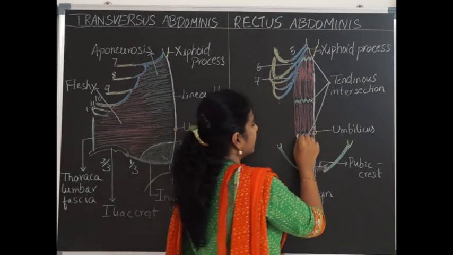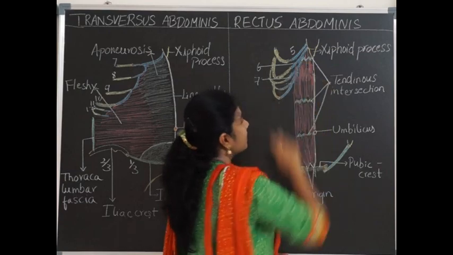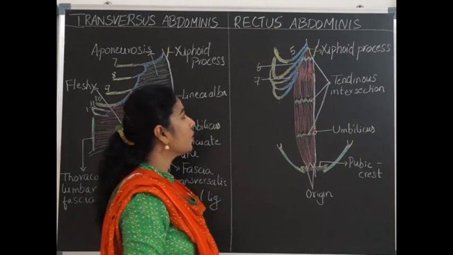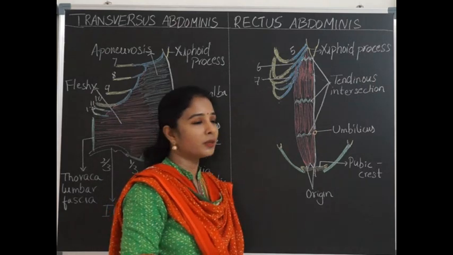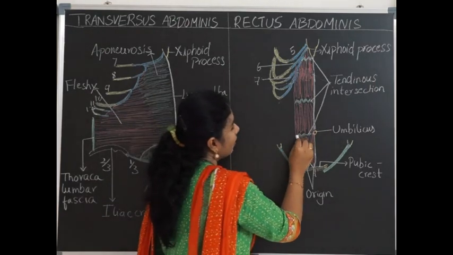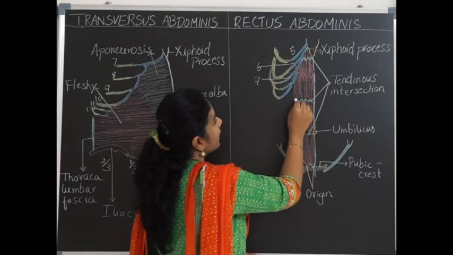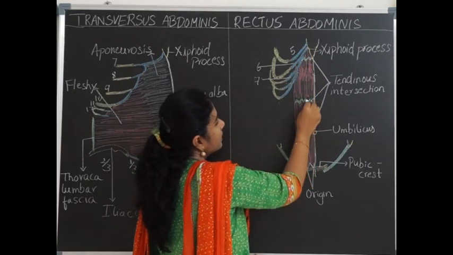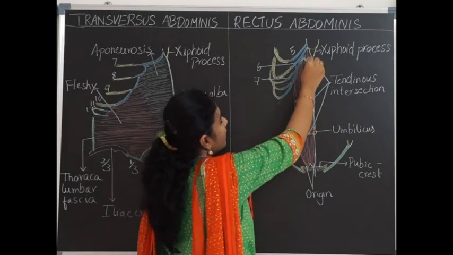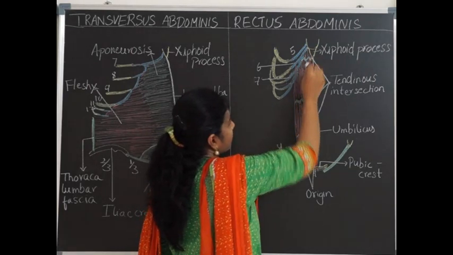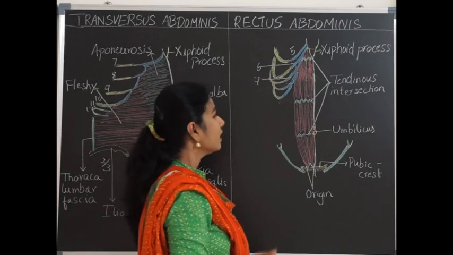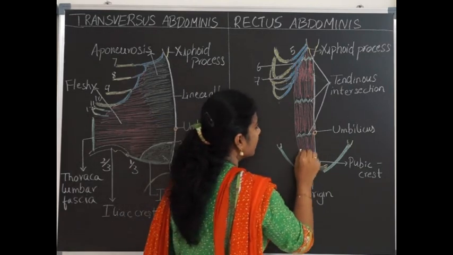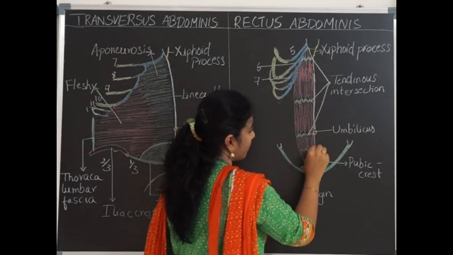On its way, we can see some tendinous intersections, and there are three tendinous intersections which we can see over the rectus abdominis muscle normally. First is at the level of the umbilicus. The second is midway between the xiphoid process and the umbilicus, and the third is near the xiphoid process, just lateral to the xiphoid process. Sometimes we may find incomplete or complete tendinous intersection below the umbilicus also.